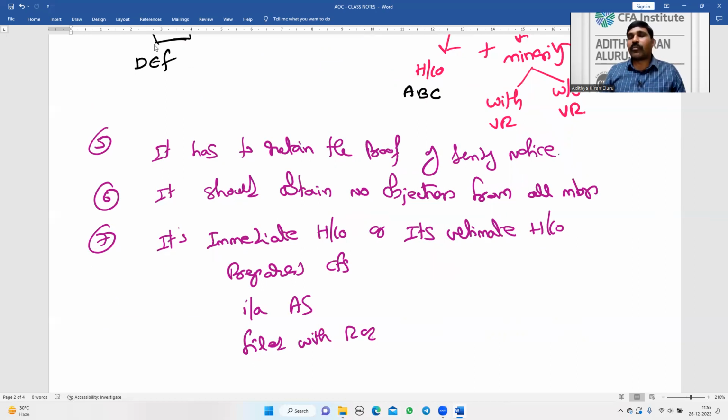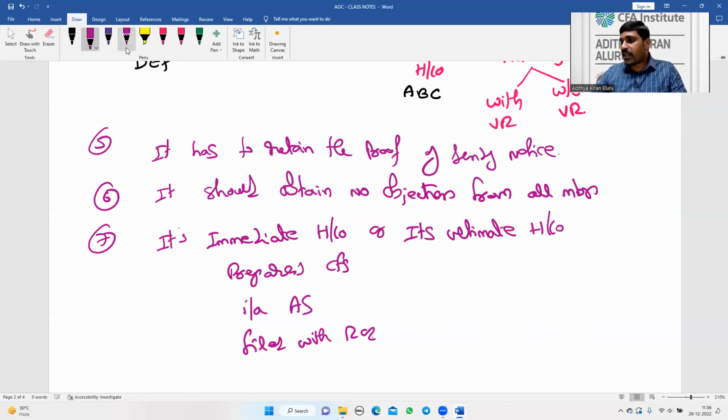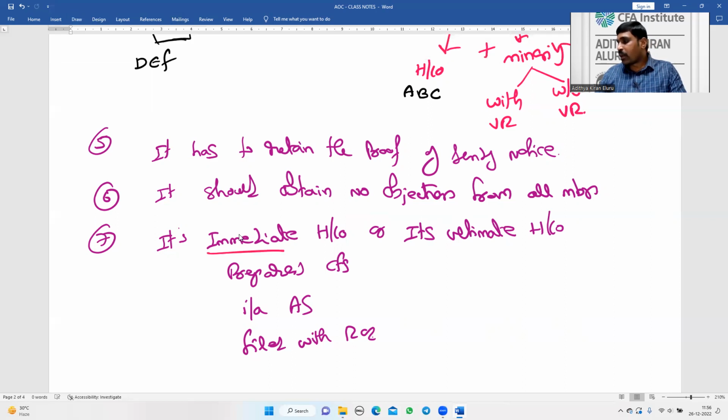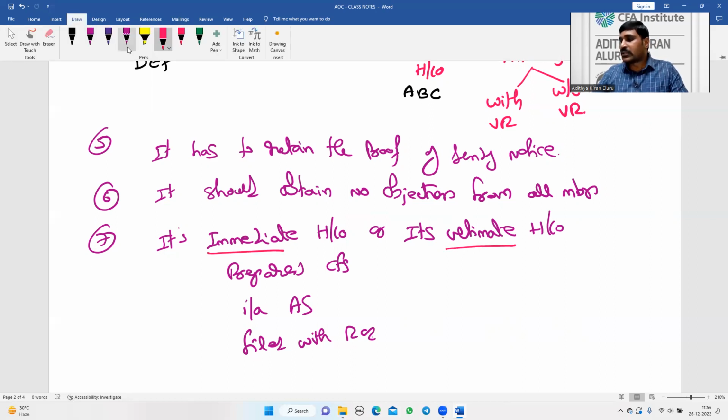Its immediate holding company and its ultimate holding company prepare consolidated financial statements in accordance with accounting standards, and it has to file with ROC. Sir, what is this immediate and what is this ultimate?